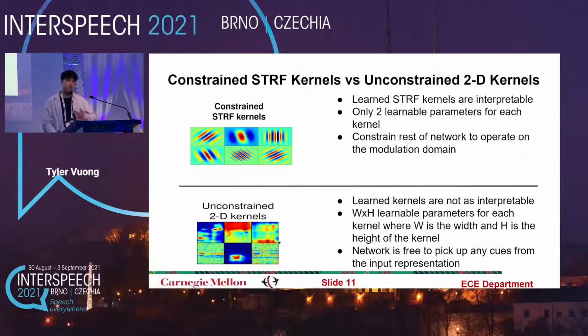So you're placing this prior on the neural network. The unconstrained kernels are not as interpretable, because if you plot the frequency response, sometimes it's hard to tell what they're actually picking up. And depending on how big the kernels are, you have more learnable parameters, and the neural network with these unconstrained kernels is free to pick up any cues from the input representation.